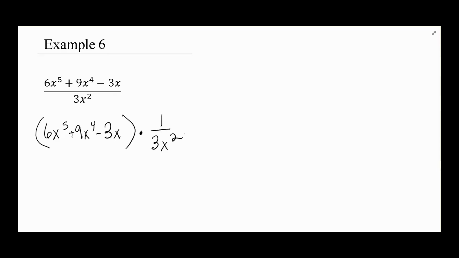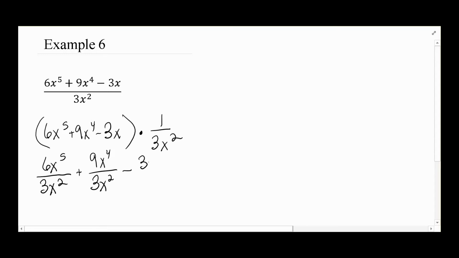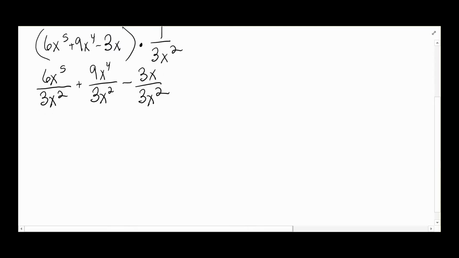What happens then when I distribute this is, as I distribute to the first term, it becomes 6x to the 5th over 3x squared. For the second term, it's 9x to the 4th over 3x squared. And for this last one, we're going to end up with a 3x in the top and a 3x squared in the bottom. So if you look back to the original problem, we really could have jumped right to this step without that intermediate step, but I wanted to point out why we can. This is why we can distribute when it comes to division: because we can think about division as multiplication by the reciprocal.